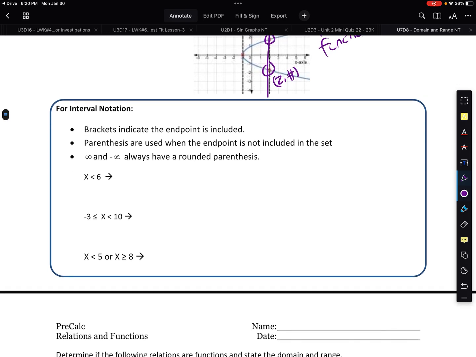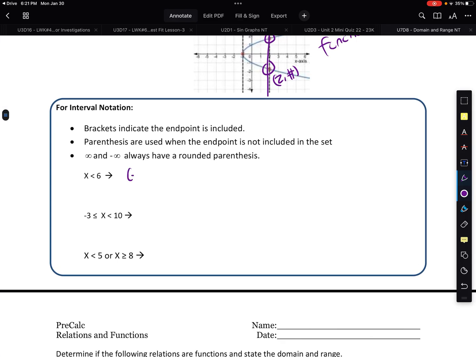Now, something we learned last year is called interval notation. All right, so brackets indicate the endpoint is included. Parentheses are used when the endpoint is not included in the set. And infinity and negative infinity always have a rounded parenthesis. All right, so writing this from an inequality setting to an interval notation is key. So x is less than 6. We can rewrite that as -infinity to 6, parenthesis, because 6 is not included.